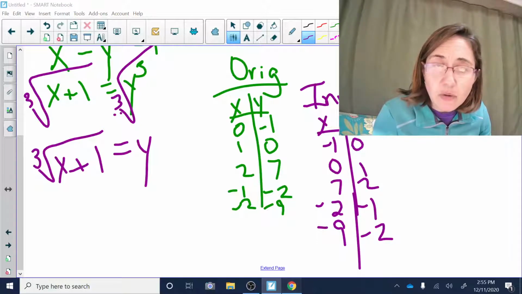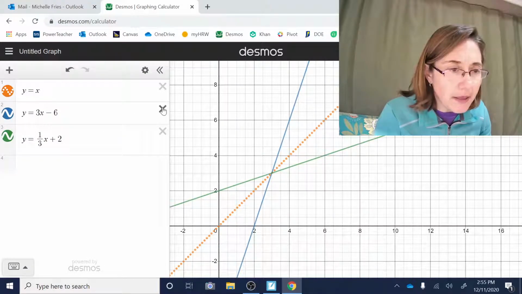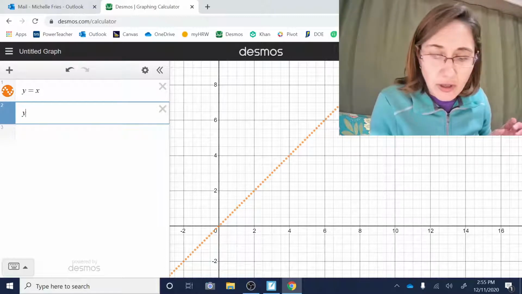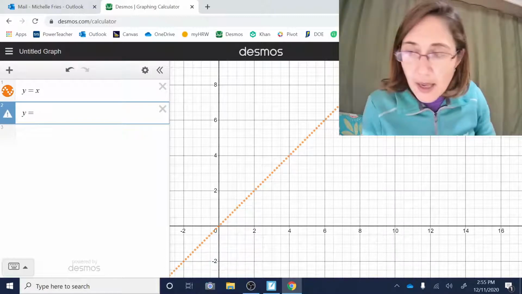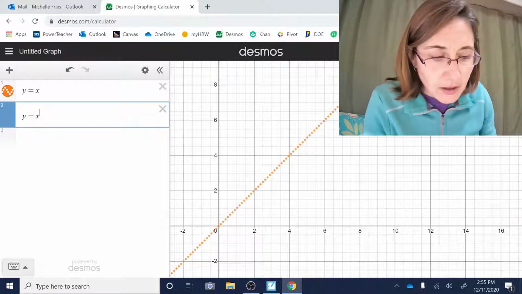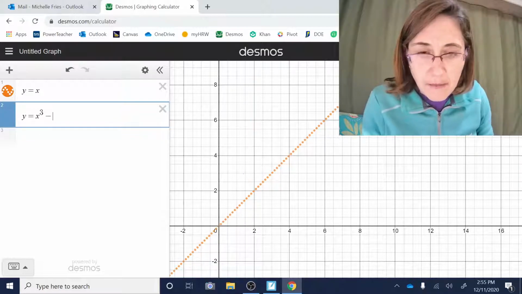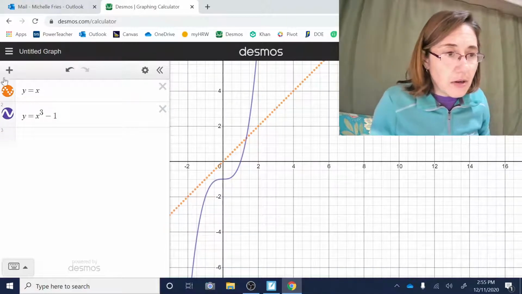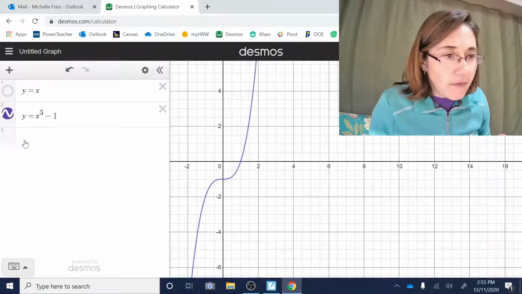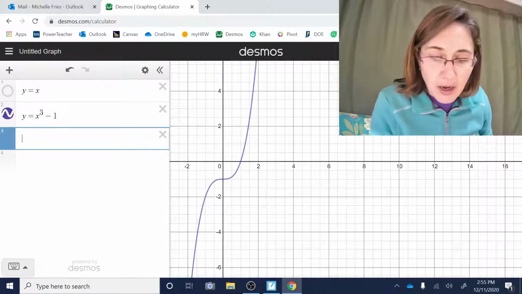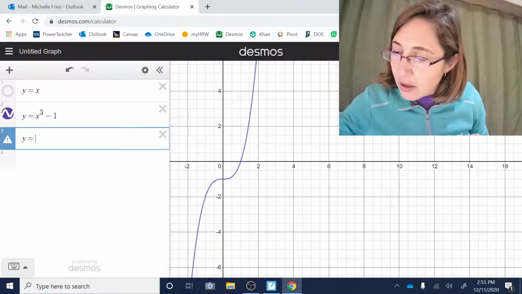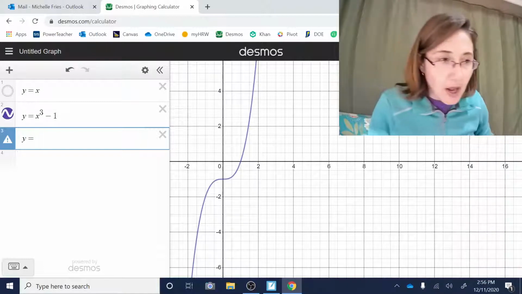Now some of you are visual learners, so let me give you another way to think about this. So let me graph the original on here. Y equals, what was it? X cubed minus 1. So there's the original there. Here I can turn the y equals x off for a little bit, but we'll need that again in a minute. Y equals... Okay, so this, we had the cube root of x plus 1.